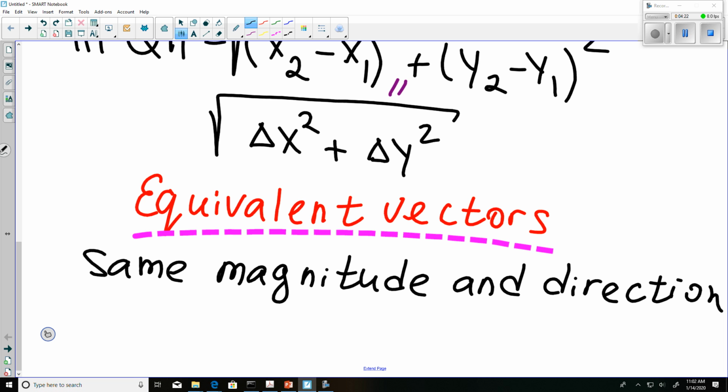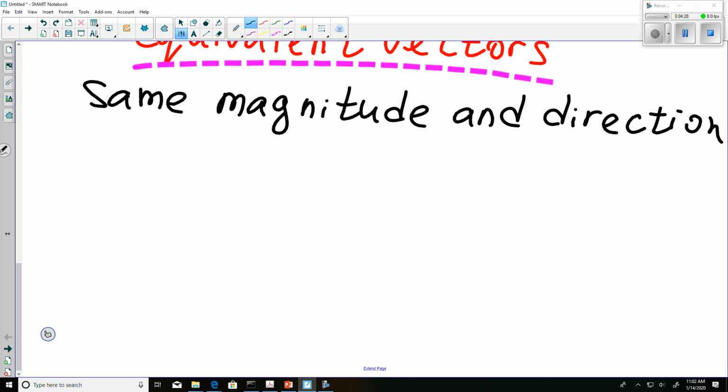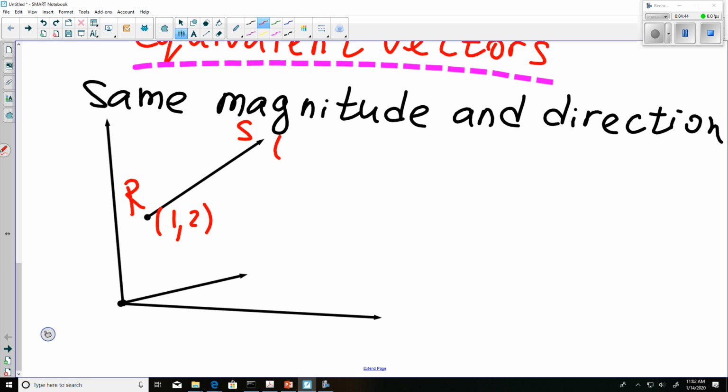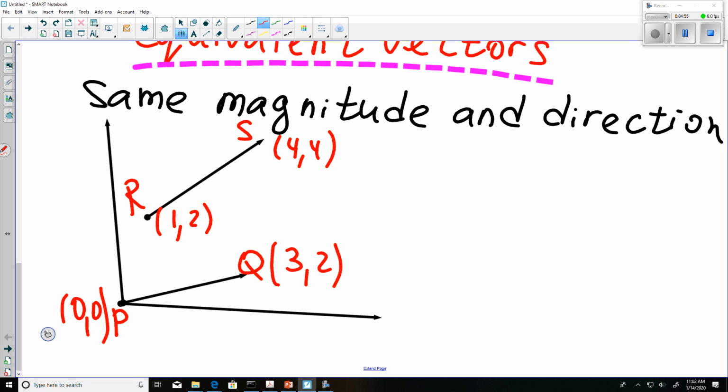And let's discuss one question. Given two vectors, let me call this R and S. R has coordinates 1, 2, S has coordinates 4, 4, and this will be P and Q. P has coordinates 0, 0, it starts at the origin. Q has coordinates 3 and 2. My question to you, are they equivalent? They should be. Yes, they will be. But let's prove it.